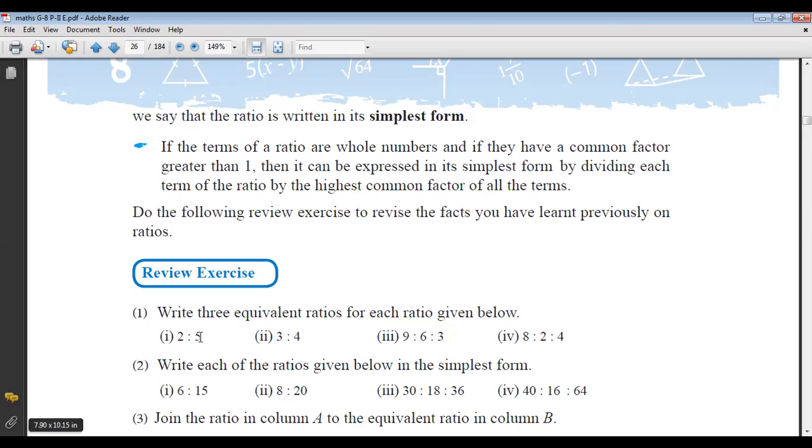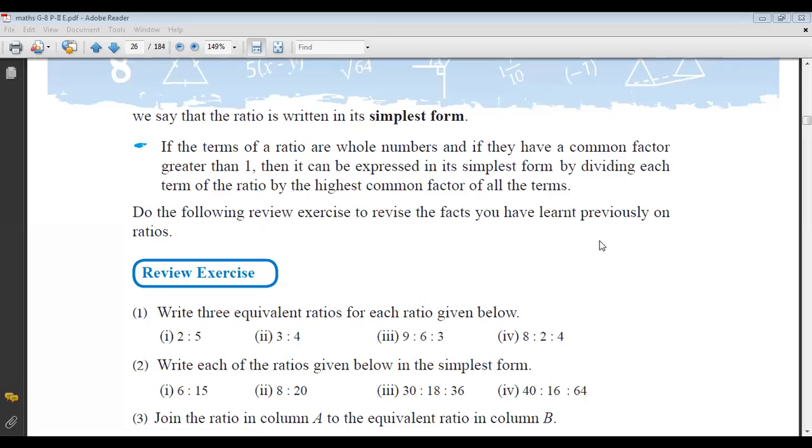Now 2 is to 5, make another equivalent ratio for this. You can multiply by 2. If you multiply this number by 2, then you have to multiply this also by 2. Then 2 times 2 is 4, 2 times 5 is 10. Then you need another equivalent ratio, so you can multiply by 3. 3 times 2 is 6, 3 times 5 is 15. Like that, if you multiply this number by 4, then you have to multiply this also by 4. Hope you understood. If you don't know, you can contact me.